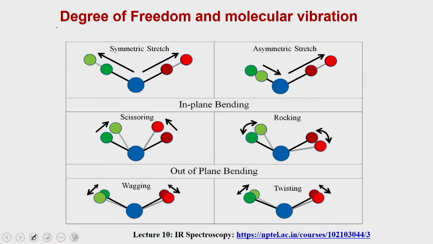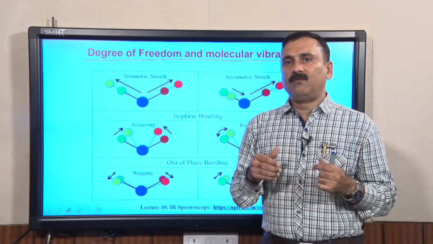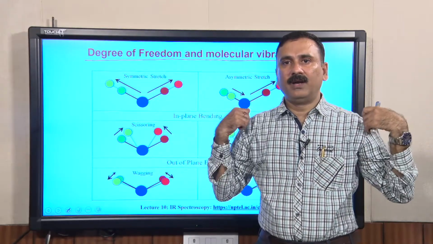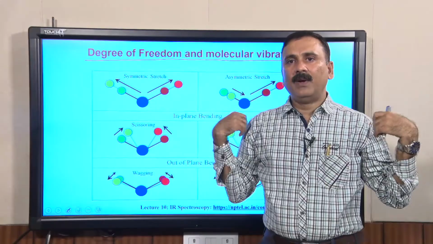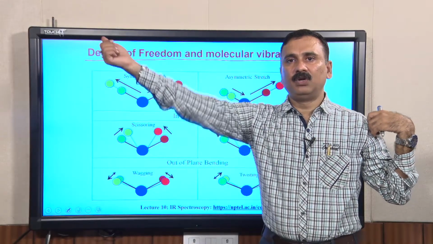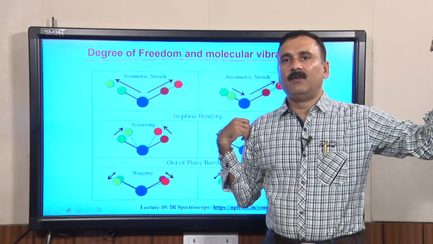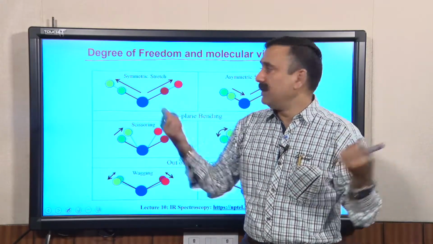Degrees of freedom can be of different types, and you can have symmetrical stretching. If 3 atoms are present in a molecule, imagine one is the central atom, then the stretching of the 2 atoms could be symmetrical in nature, which means at the same time the 2 atoms are going far away and coming back. This is called symmetrical stretching. Whereas it could be asymmetrical, which means if one is approaching, the other one is going. That is called asymmetrical stretching.